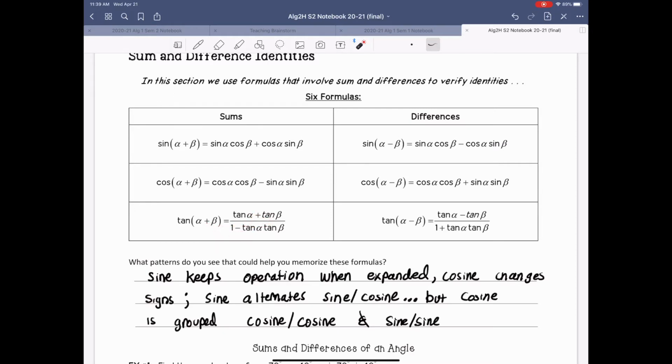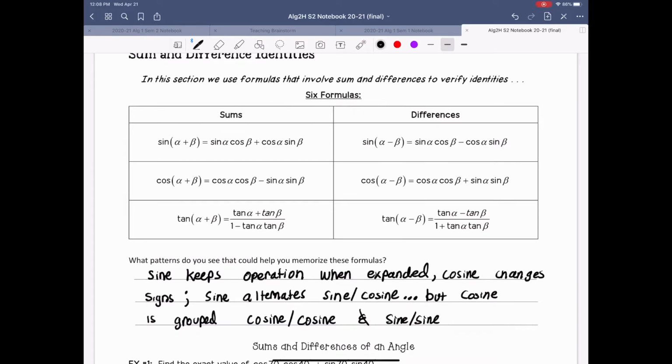And then obviously, when I'm looking at the difference identity for the tangent, it's just the complete opposite. So the numerator here is going to keep the negative, but the denominator is going to turn into a positive. So we just got to alternate the signs with the numerator and denominator for the tangent identities. All right, but those are just some tips to help you remember these formulas.